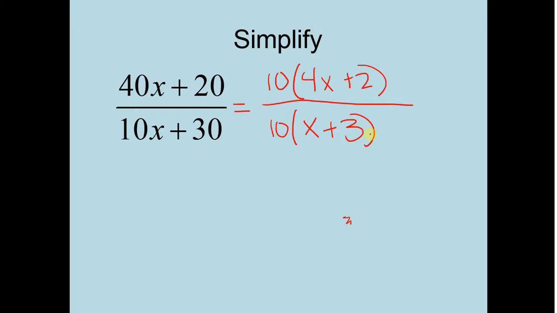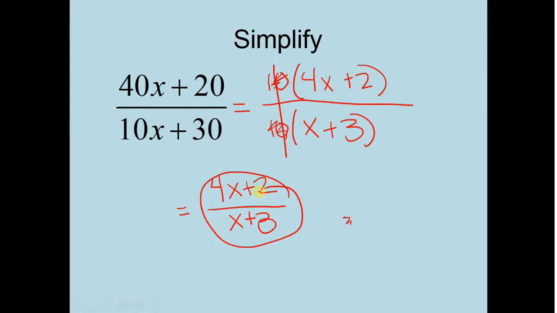Do I have anything on top and bottom that I can cancel out? The 10s, right? So I can take this 10 and that 10, cancel out, they're both gone, because they make 1, right? 10 divided by 10, that's 1. So now I am left with, for my simplification, 4x plus 2 over x plus 3. Right there.